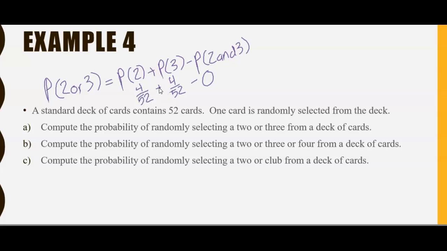So then we put those numbers together. 4 out of 52 plus 4 out of 52 gives you 8 out of 52, which will be reduced down to 2/13. So there's your answer for A, 2/13. B.